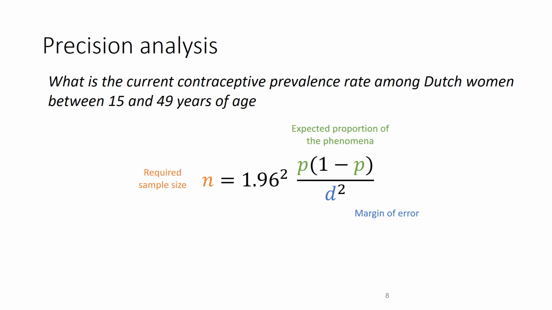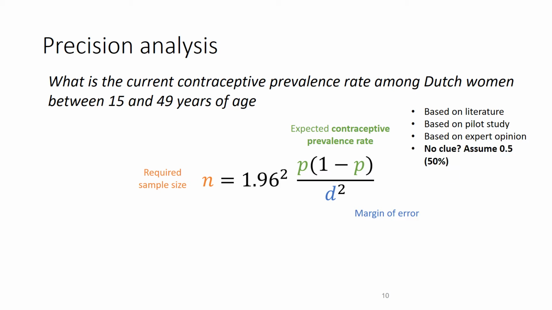In this example, we want to know what the current contraceptive prevalence rate is among Dutch women aged 15 to 49 years of age. We start with determining the expected proportion P, which means that we need to define what we expect the contraceptive prevalence rate to be. We can determine this based on the literature, based on expert opinions, or based on a pilot study.